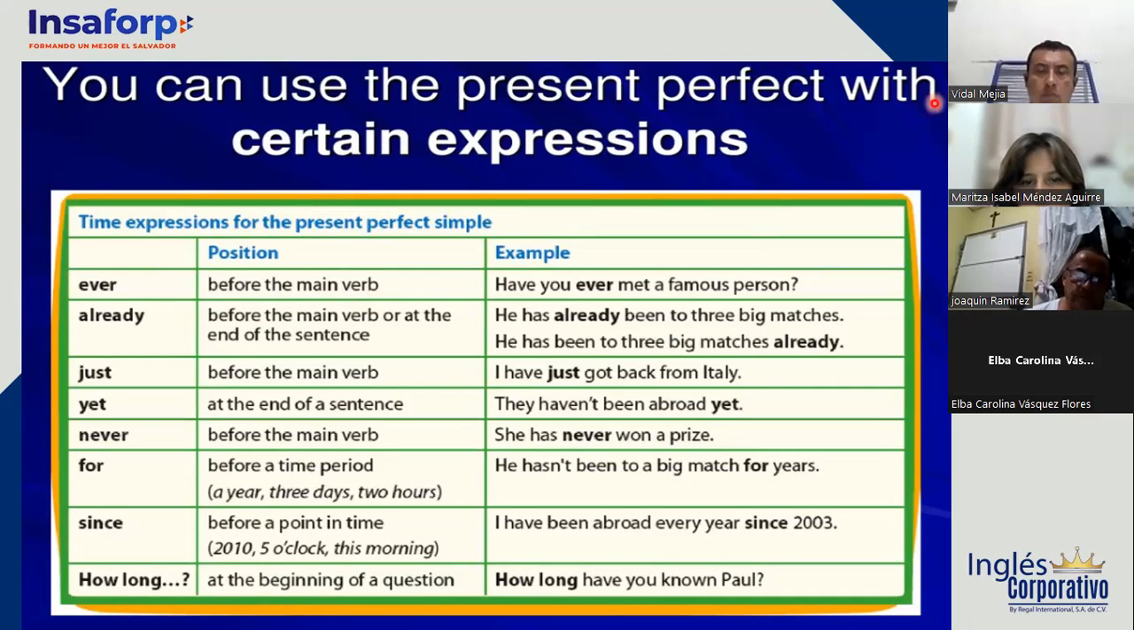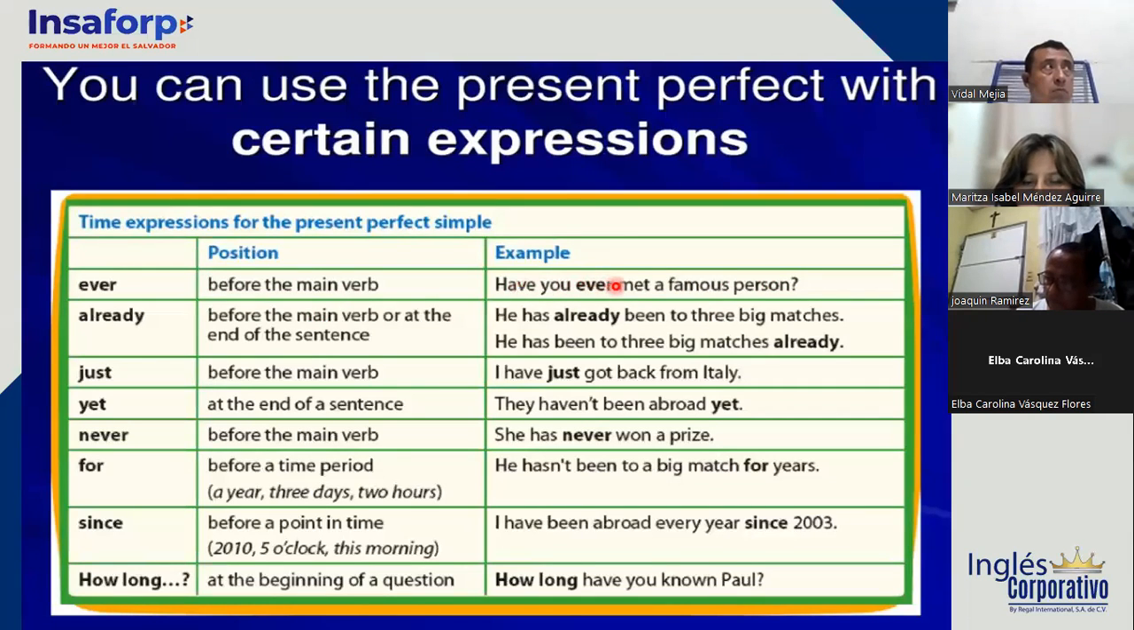Thank you very much. So every single time that we use the word ever, it's like if we're saying alguna vez. It's like if we say, have you ever met a famous person? ¿Has conocido alguna vez una persona famosa? Have you ever met a famous person? So what is the position? The position, it says that it's going to be before the main verb. So as you can see, it's right here before the main verb.